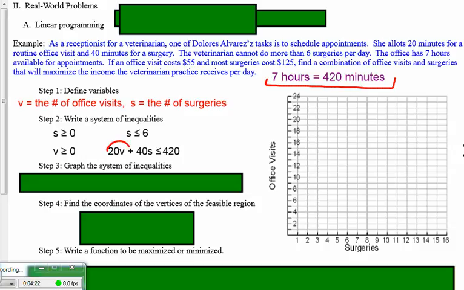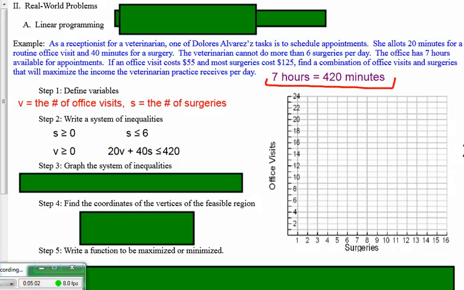The 40S, that's the time they spent on surgeries then. Each surgery takes 40 minutes, so 40 times however many surgeries they do, that's the total time that they spend on surgeries. This 420 then, that's the total amount of minutes per day. You can't go over that many minutes. The vet doesn't want to spend more than 420 minutes at work. They've only got 7 hours available. So all of your visits and all of your surgeries, they all take time. You add up all that time and it has to be less than or equal to 420 minutes.